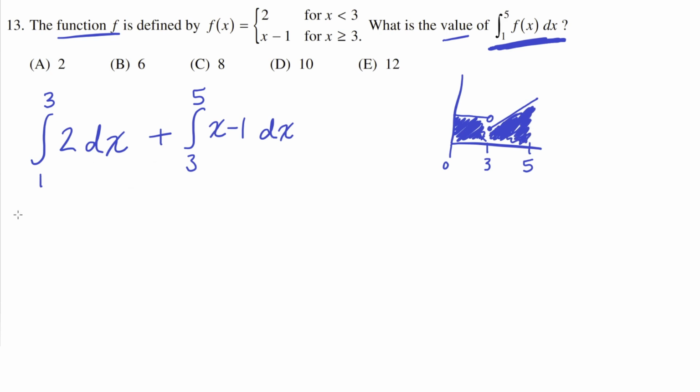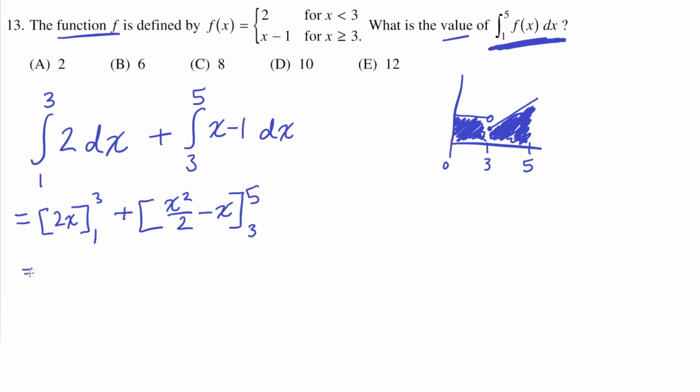So now we can calculate these integrals. So the integral of a constant, we can just take this outside and take the integral of 1 with respect to x, and that's just equal to x. So we'll just have 2x as the integral, and we'll need to take that from 1 to 3. And then the integral of x minus 1 is x squared over 2 minus x from 3 to 5.